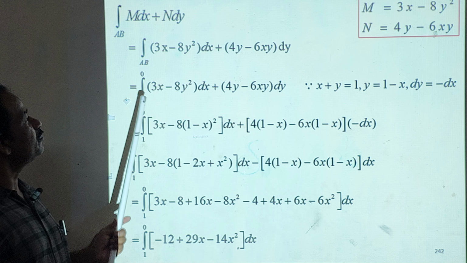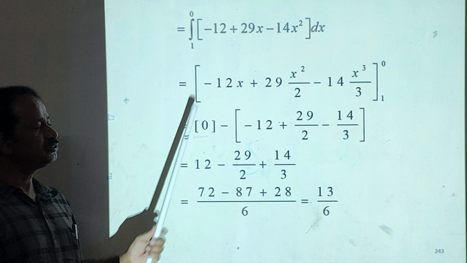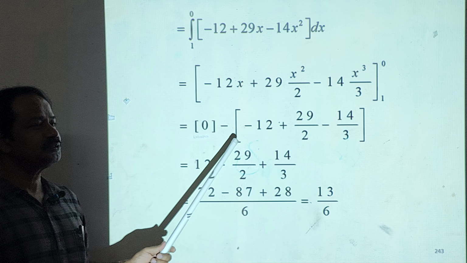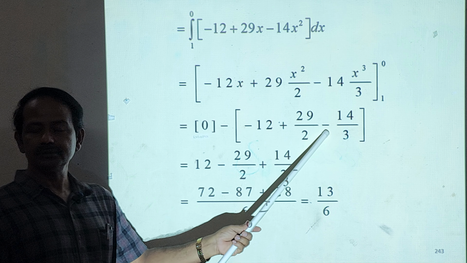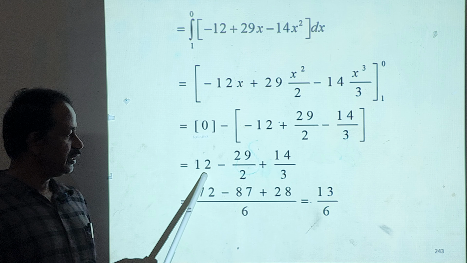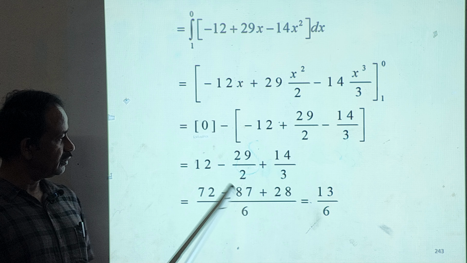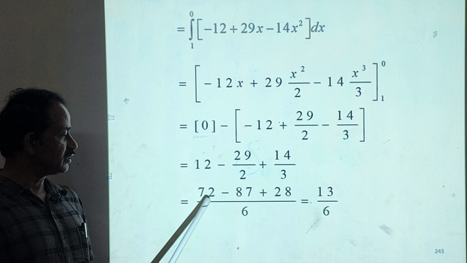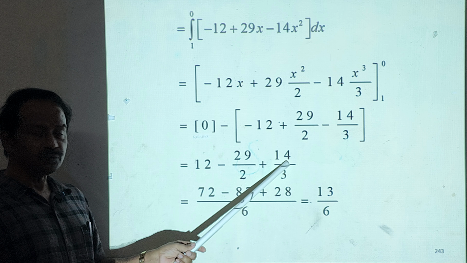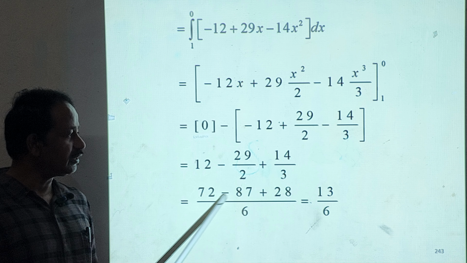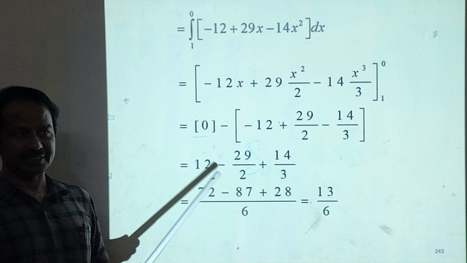So the limits, look at the limits. Limits will be 1 to 0. So substituting the upper limit will give you 0. Substituting the lower limit will give you minus 12 plus 29 by 2 minus 14 by 3. Take the LCM. So that will give you 6 here. So we have 6 12s are 72 minus, we have 3 29s are 87, 2 14s are 28. You add all those things, that will give you 13 by 6. So we have calculated the second integral.